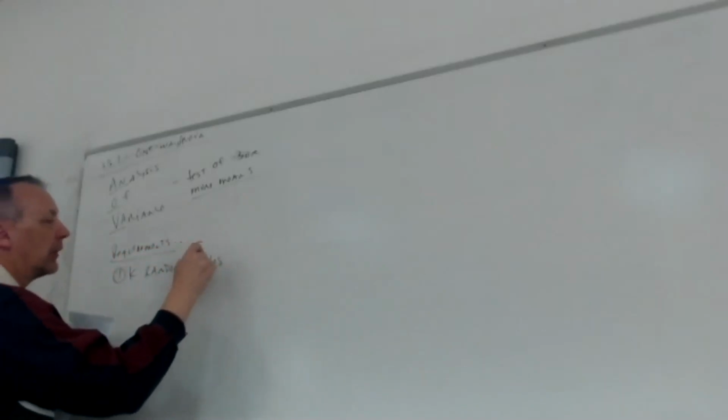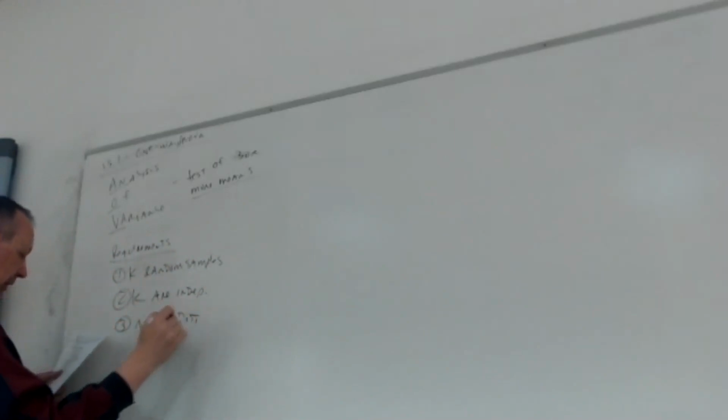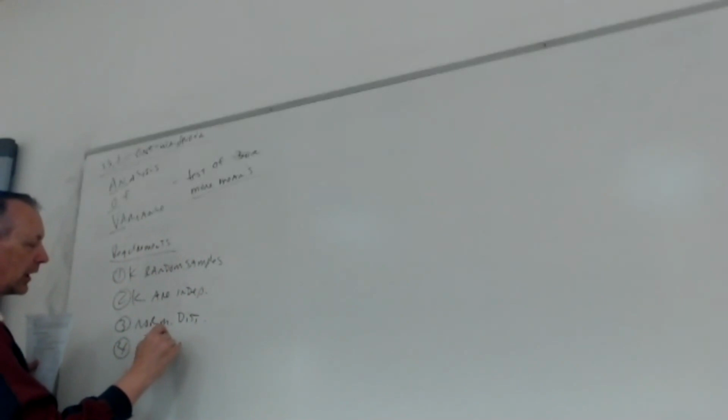Let's talk a little bit about the requirements. Number one, you're going to have k random samples, where k is at least 3. Of these k samples, they are all independent. They are also normally distributed. And we're also assuming that the populations have the same variance.